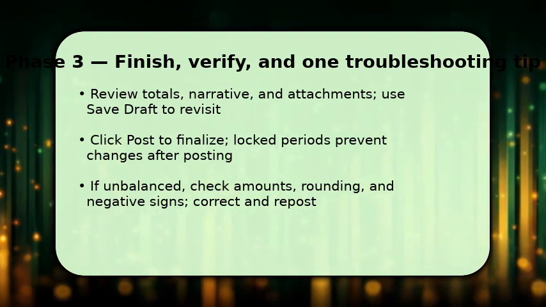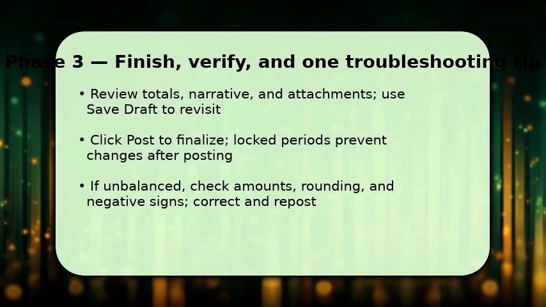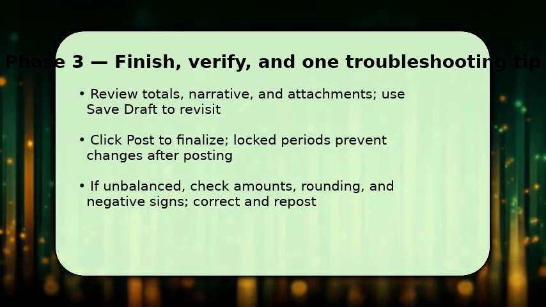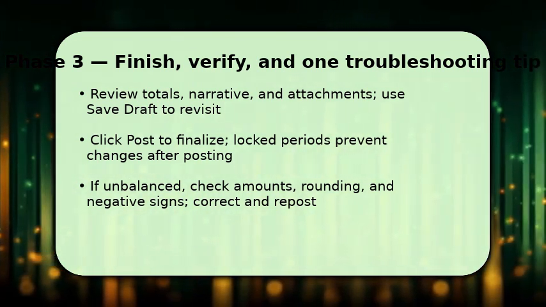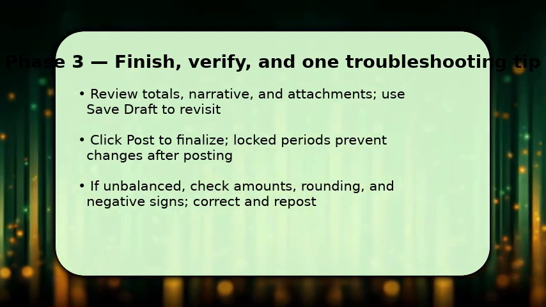If posting fails because the journal is unbalanced, recheck each line for wrong signs, rounding differences, or a missing line. If permissions block posting, have an advisor-level user post it or update your role. This resolves most access errors.